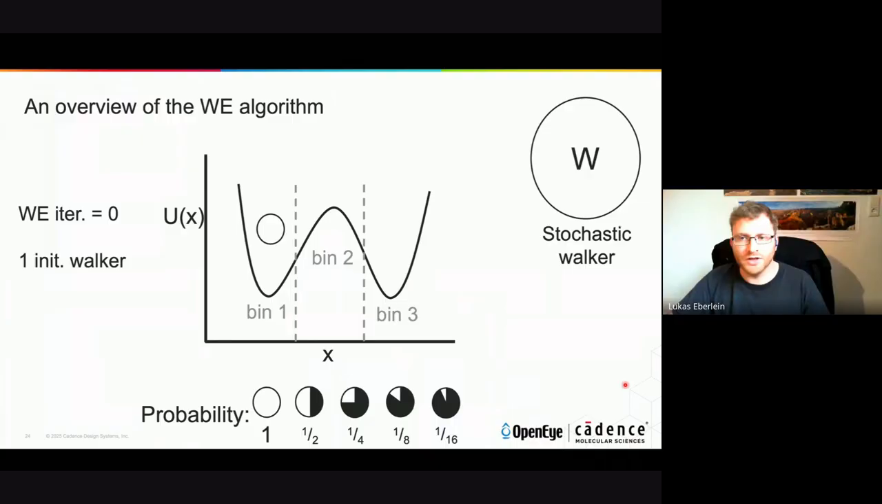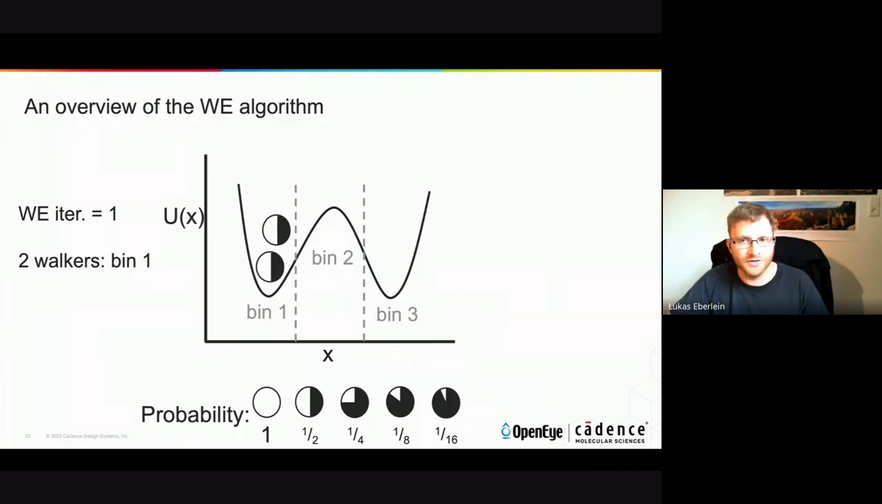We start with a simulation with a single stochastic walker, so an unbiased MD simulation, and run it for a very short time and check if it moved forward along our progress coordinate. Here it hasn't, and we split the trajectories to increase the chance of a simulation to reach the second bin. Our goal here is to always have two walkers in each of the bins. And it is important to keep track of the weights here.